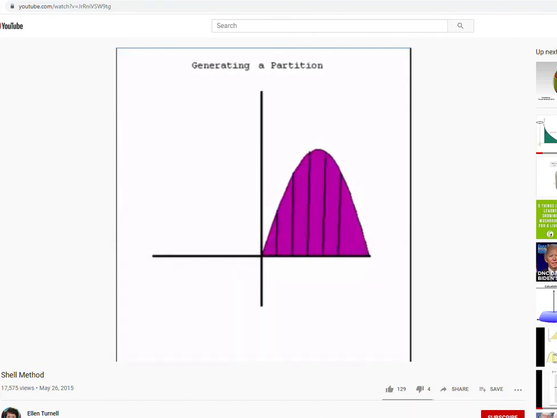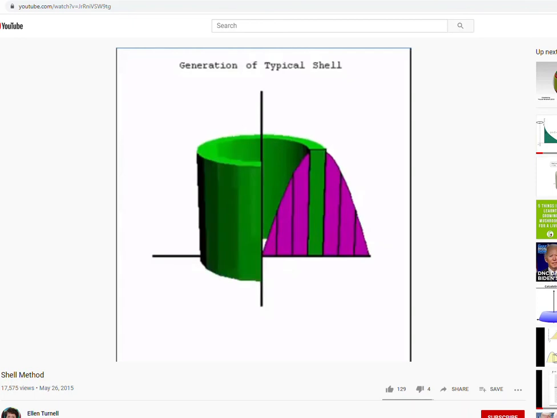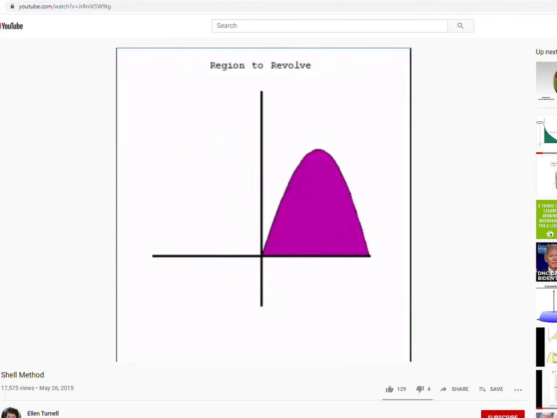They're just showing us splitting this up into several pieces. And there's a representative rectangle. And notice they're now rotating that representative rectangle around the y-axis. They're not generating a disk. They're generating what we're going to call a cylindrical shell. It's like a cylinder that's just been thickened up a little bit.